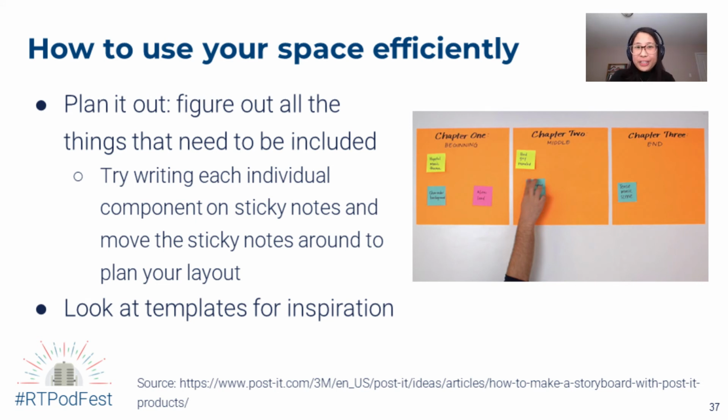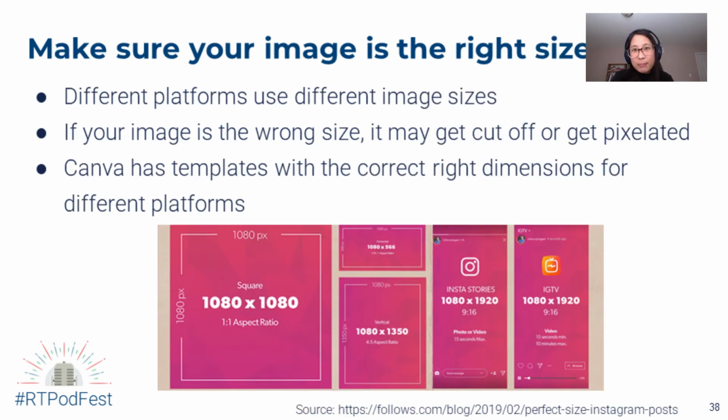And then another tip is to make sure your image is the right size. Different platforms use different image sizes, and if it's the wrong size, you're gonna get your image cropped or pixelated. So Canva does have templates already made with the right dimensions. If you're using templates, you're good to go. But if you do need to know the size that you need to make something for, just look it up online. For example, here's just an image I found that shows the dimensions for Instagram's different posts. So this information is easily found.